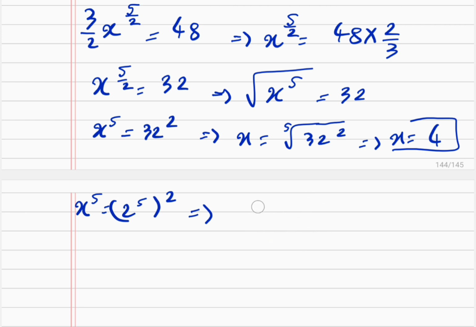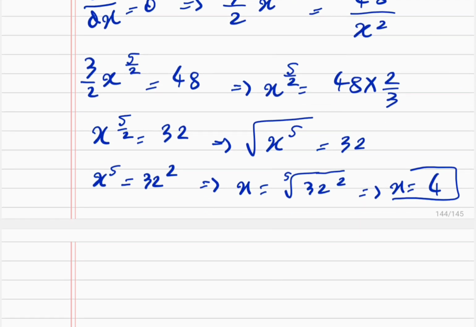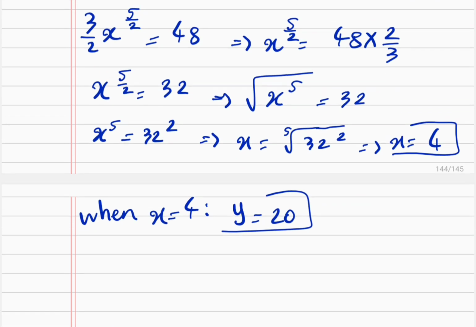Now that we have the value of x, we just substitute this into the main equation, which is y. When x is equal to 4, the value of y is simply equal to 20. So this is the stationary point of this equation. The stationary point has coordinates 4 and 20. So that's the stationary point.